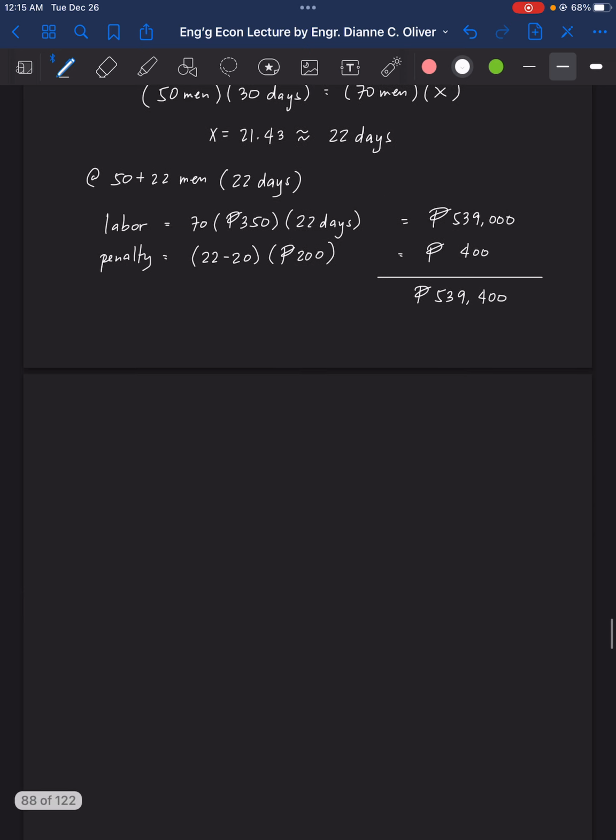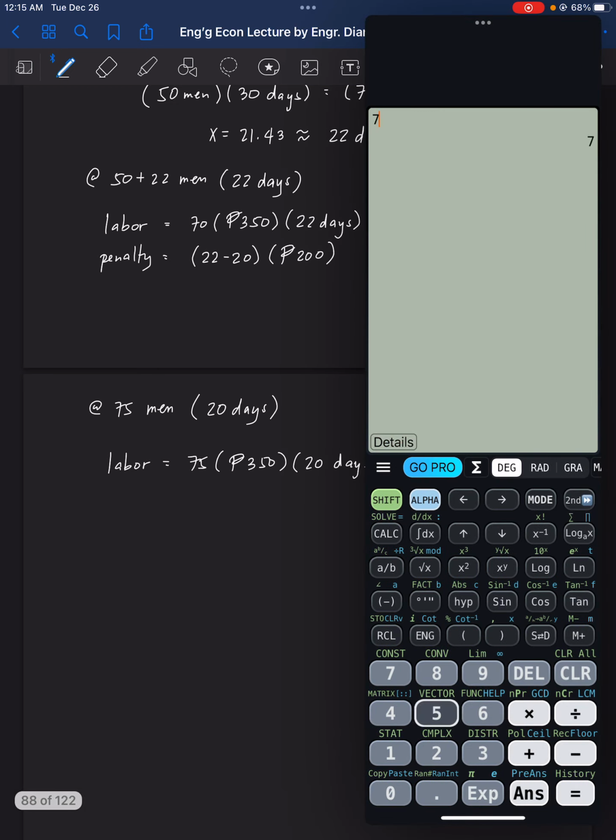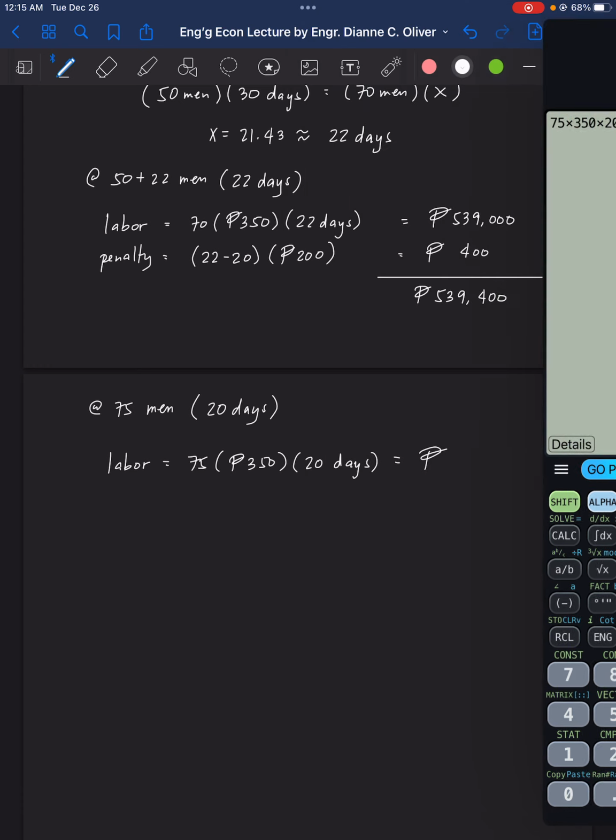Now how about at 75 men? Of course, since this is 20 days, there's no penalty. So we will just use here the item labor cost. So that is 75 men, 350 pesos per day for 20 days. How much is the direct labor cost? 525,000.